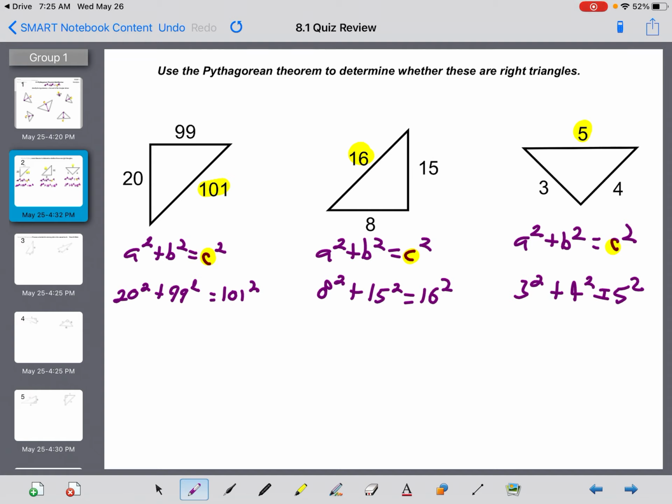Okay, so 20 squared is 400. 99 squared is 9,801. And 101 squared is 10,201. If you add 9,801 and 400, you get 10,201. So these sides are equal. Okay, so they are a right triangle.